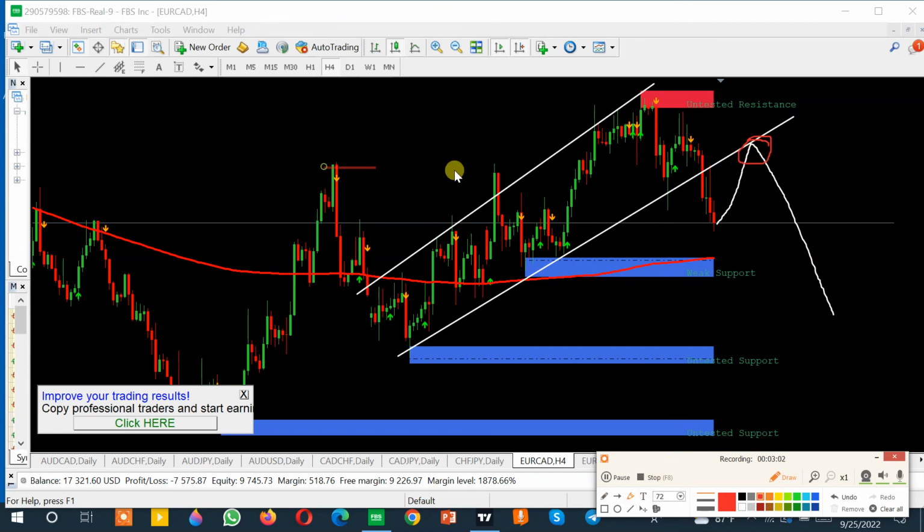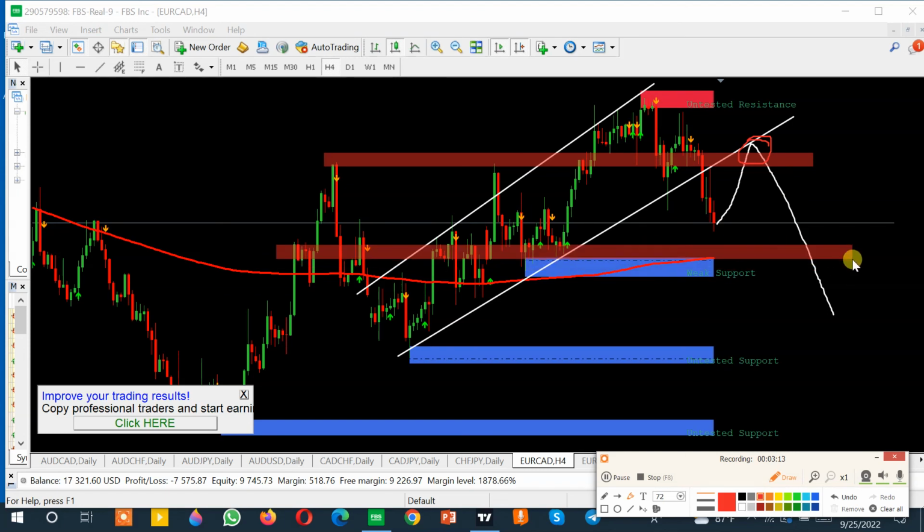because this is a horizontal support resistance area. It is also a horizontal resistance. It is also a horizontal support. So we can wait for a sell from here. It is our selling area.